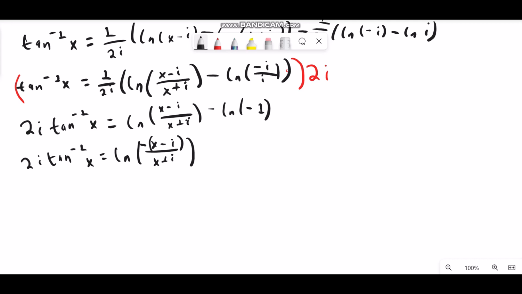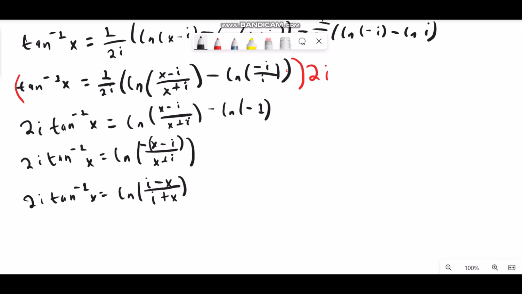Okay, and let me just make this look a little nicer here. 2i inverse tangent of x equals natural log. So I'll just distribute the negative here. The opposite of x minus i is just i minus x. And I'll just reorder the terms on the bottom. x plus i is the same as i plus x.